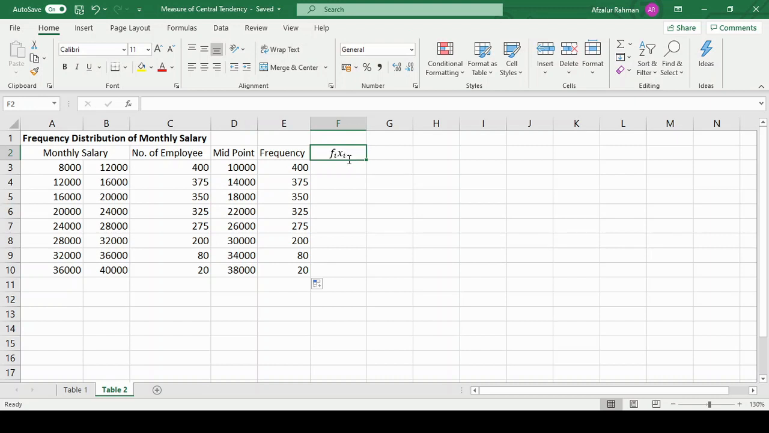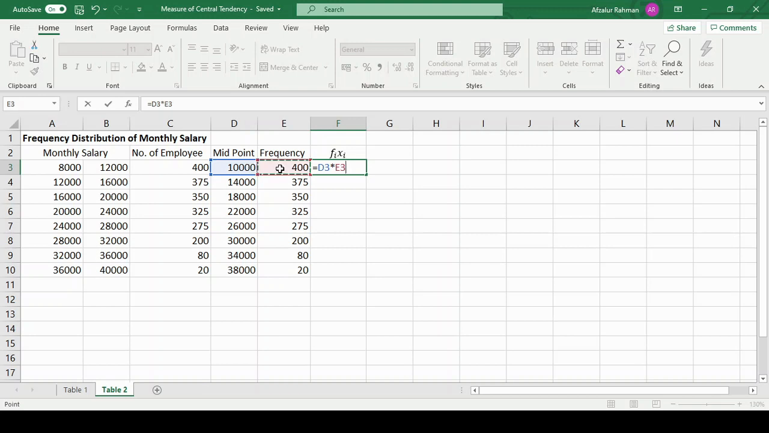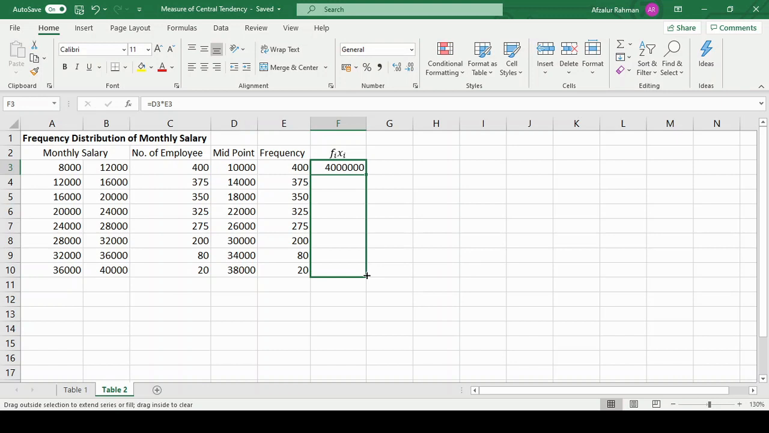So it is now clear. In the formula we will use the same thing. Fi is the frequency of each group. Xi is the midpoint of each group. You have to multiply. Just write the equal to sign, midpoint multiplied by the frequency. Press enter. Got the answer. I will drag and I will get the calculation of all these groups with their respective frequency.